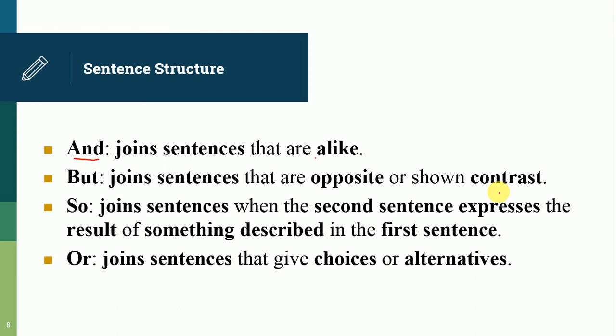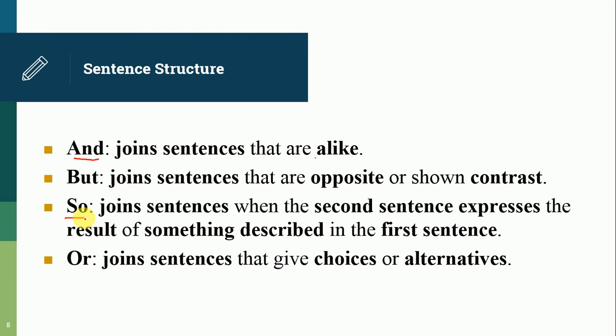Now this one. So joins sentences where the second sentence expresses the result of something described in the first sentence. In simple words, so joins the expected result. It shows there was a cause and there was a result. For example, a very common one: I didn't study for the exam, so I failed. Now look, the cause was not studying and the result was failure. So so joins two independent clauses, and it becomes one compound sentence.